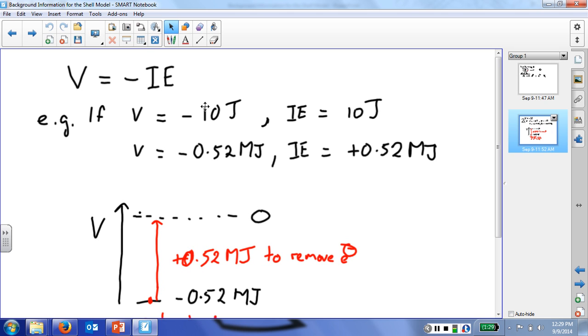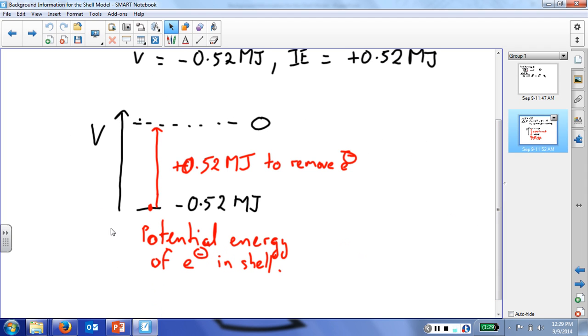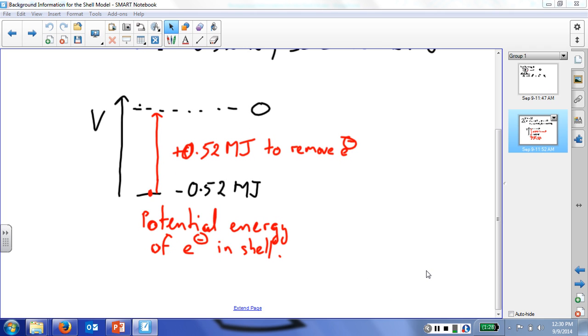We could represent this in a diagram as shown here, where our scale is the potential energy. The potential energy of our electron is found to be negative 0.52 megajoules, and it requires 0.52 megajoules to remove the electron. In other words, to take it from the starting point to a point infinitely far from the starting point. Now we should be ready to look at the shell model itself.